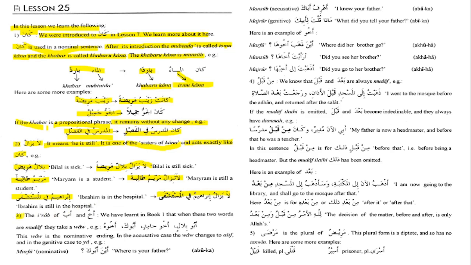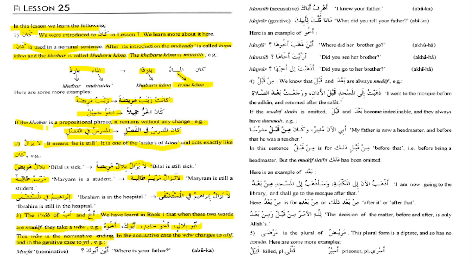And then the third thing we learn in lesson number 25 is the i'rab of abun wa akhun. We've learned in book 1 that when these two words, abun and akhun, are mudaf, they will take a waw. For example, when you write akhuhu, you put a waw after the akhu. Abuka, a waw. Abu Hamidin, there's a waw after the akhu. Abu Bilalin, and then there's a waw after the ba of abu. You write the waw if they come as the mudaf and they are marfu'. If they are mansub, the waw will change to alif, and if they are majrur, the waw will change to ya.